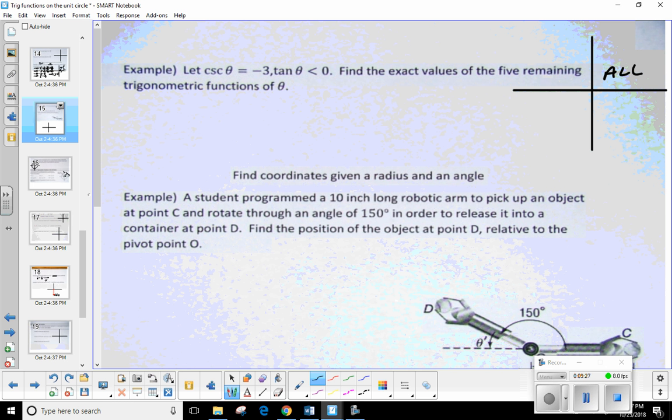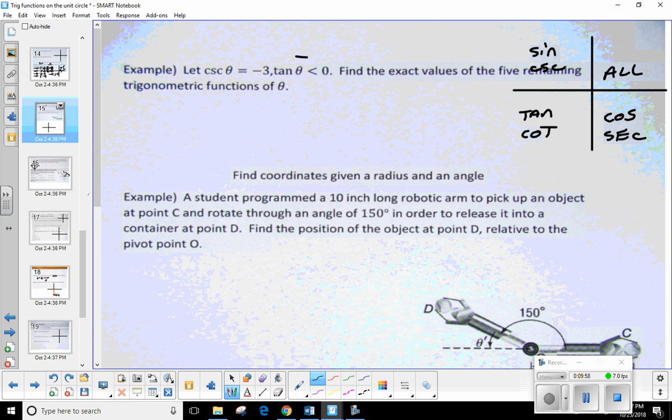What was positive in quadrant 2? Sine and cosecant. Then in quadrant 3, tangent and cotangent. And in quadrant 4, here's the cosine and the secant. Those are the quadrants where these will be positive. All right, well, let's start with tangent. It says less than 0. So what's it telling me about tangent? It's negative.